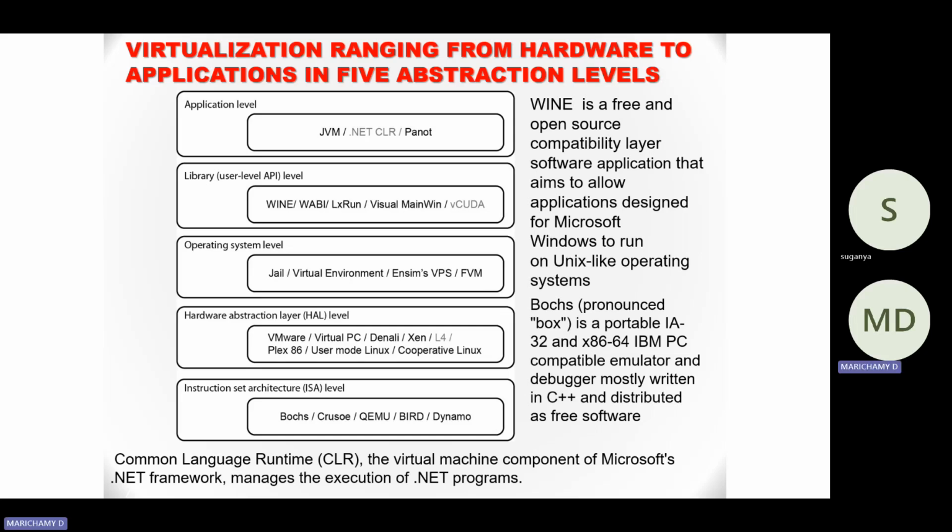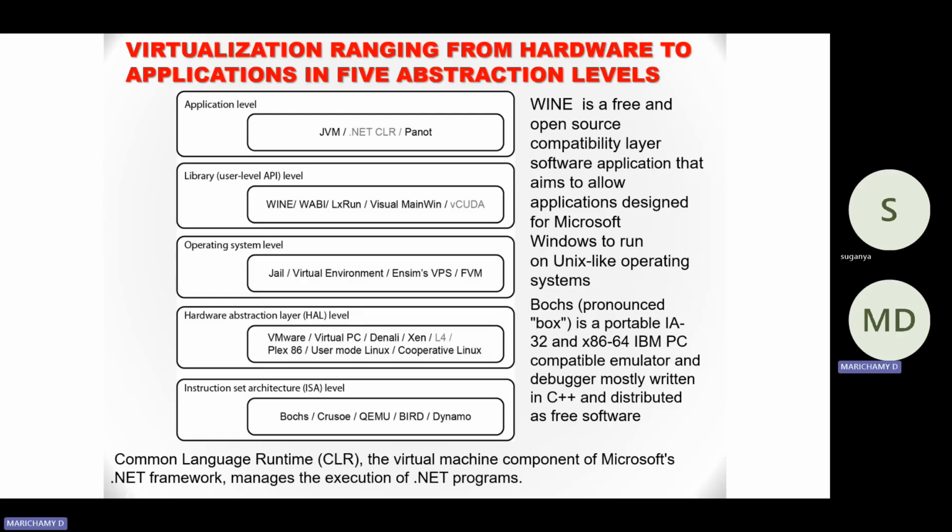And then library support level. The library support level intercepts API calls between application and OS. Examples of library support levels are Wine, which runs Windows apps on Linux, and vCUDA. These are all the examples of library support levels. Anyway, it has some drawbacks and some merits. The merit is that it is low overhead, and the drawback is limited flexibility and isolation.